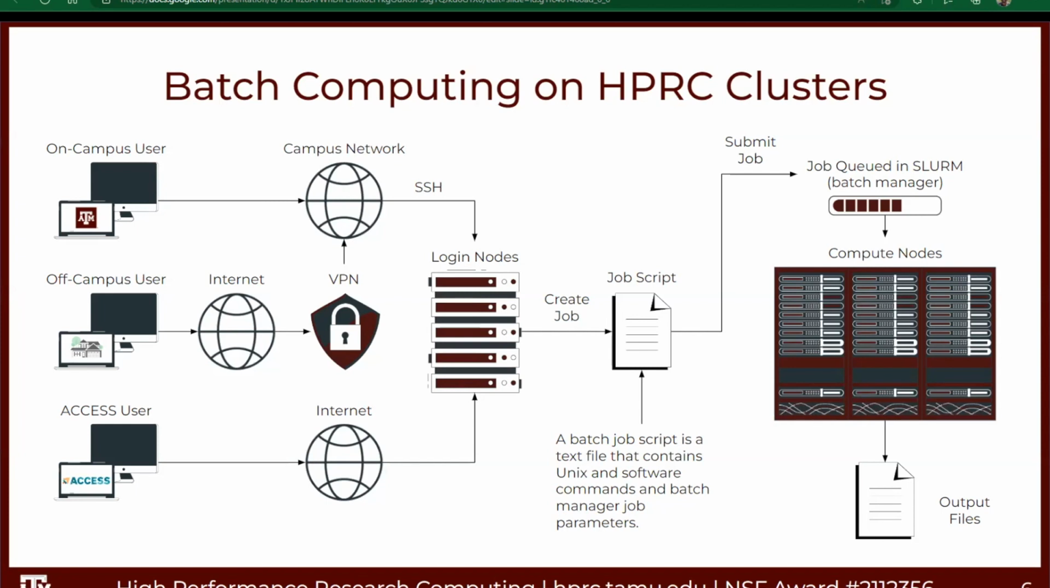Now we'll see how to get onto the login nodes. For students on campus, you can just directly connect to the TAMU Wi-Fi network and SSH into these login nodes. For people who are outside the campus, this is for the TAMU users, you will have to connect to the VPN, and only then you will be able to SSH into the login node. And for the ACCESS users, there's another way to do that. We'll show it in the next slide.